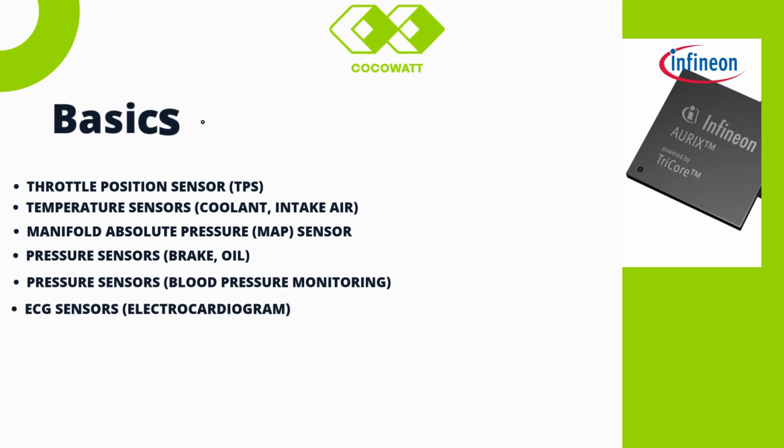Your vehicle is full of sensors, feeling temperature, pressure, speed, and many of them are analog. Let's take the throttle position sensor. The throttle position sensor tracks how far you press the accelerator. It outputs a varying voltage, usually between 0.5 volts and 4.5 volts, depending on the throttle position.